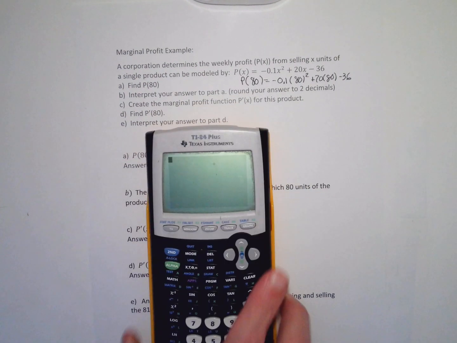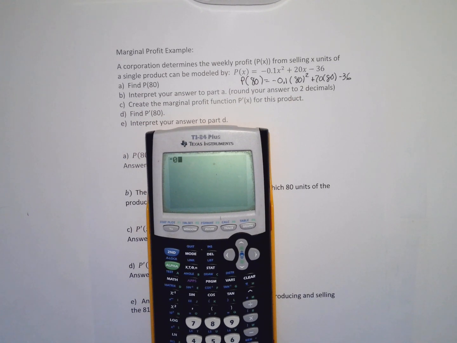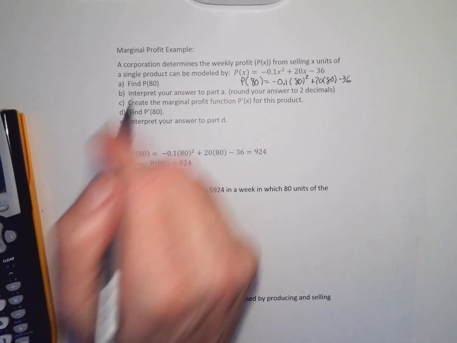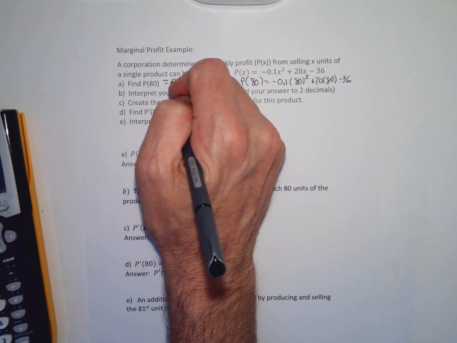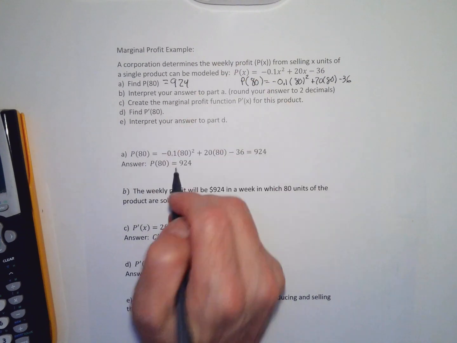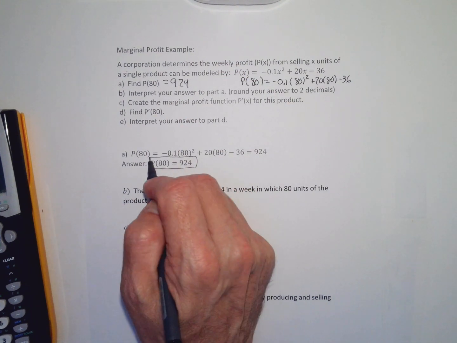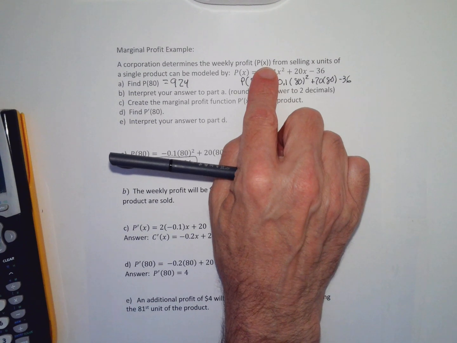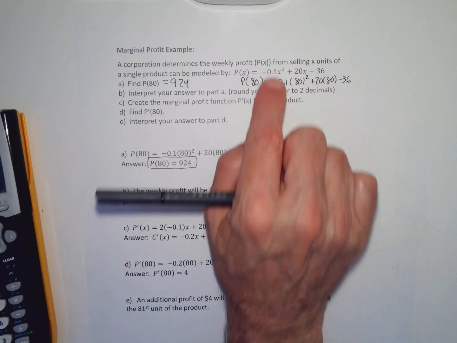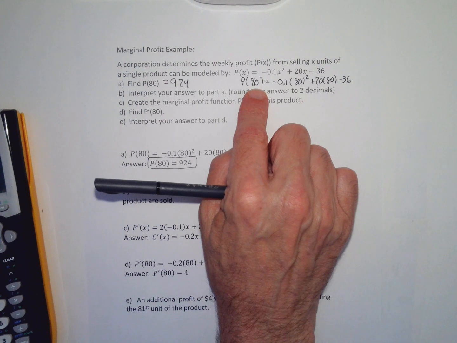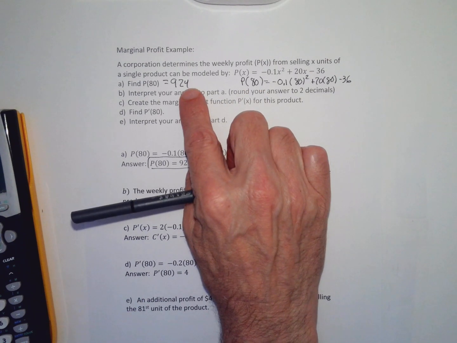So the number is going to be negative 0.1 times 80 squared. The 80 represents 80 units of this product, plus 20 times 80 minus 36. And the answer I get is 924, the numerical answer. So the answer to part A, P of 80, is 924. When I plug a value of x into a profit function for this particular company, that x represents the number of units of the product that are being sold, and the number that I get out is the weekly profit.